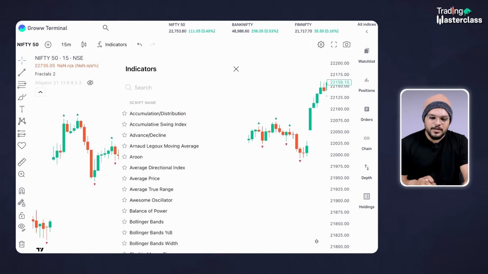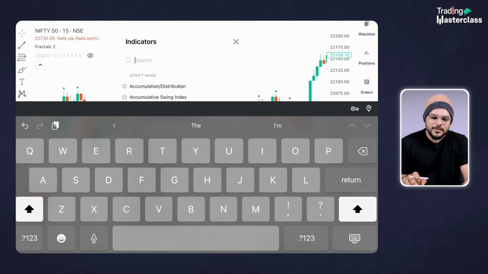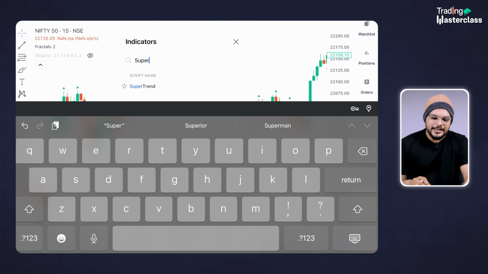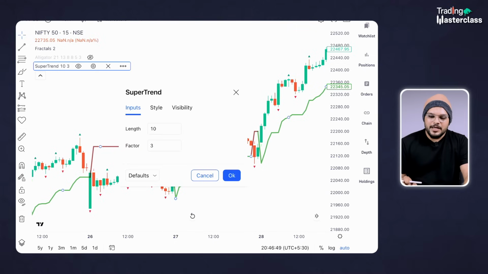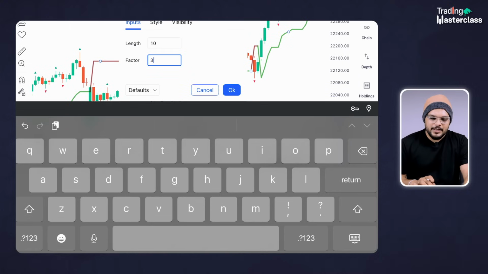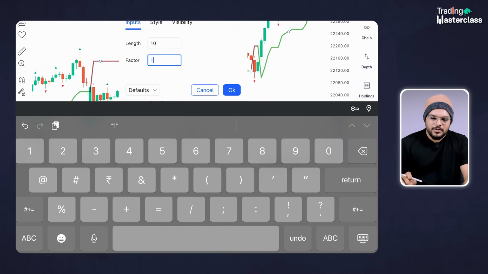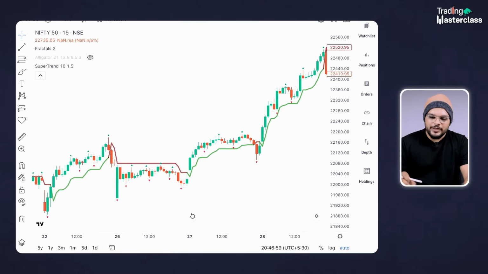There is an indicator called Supertrend. You can simply add that indicator here. You can change this particular number according to your comfort. Maybe 1.5 would work better in most of the cases. All right, so this is the stop loss level that we need to consider.